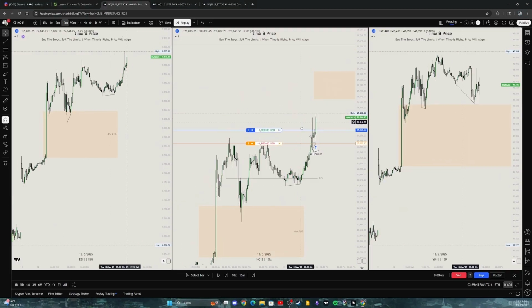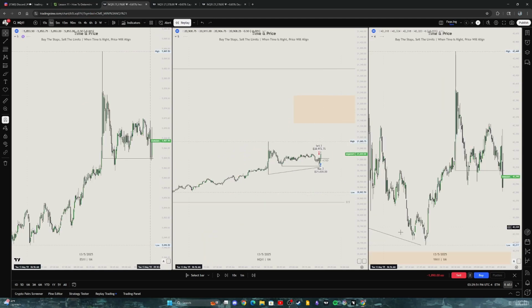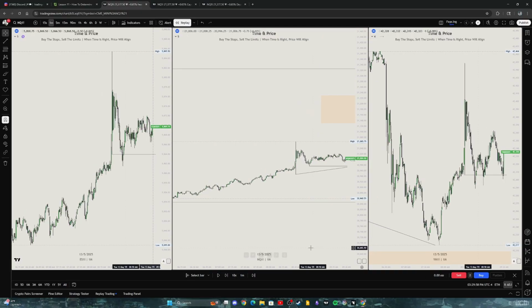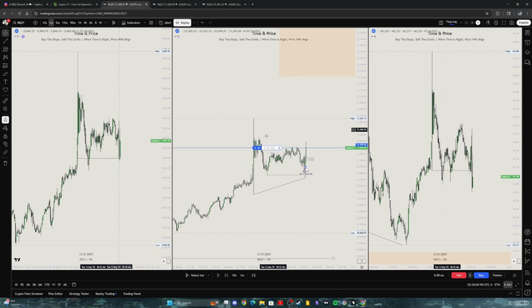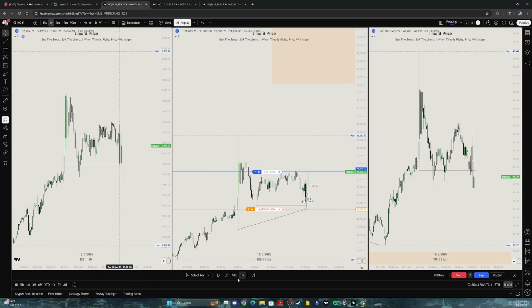So the only reasonable draw on liquidity going into this day would be the weekly CB, unless you have some sort of personalized target goal. Enter off the CISD, stop loss at the low, TP at your external drawn liquidity, just like that. And from there, we just simply let it run.